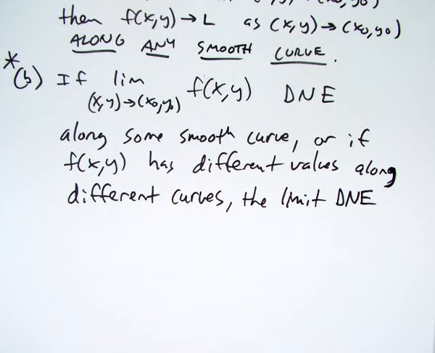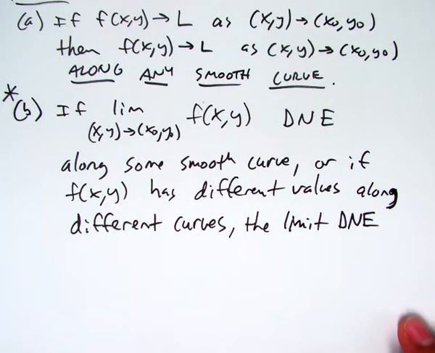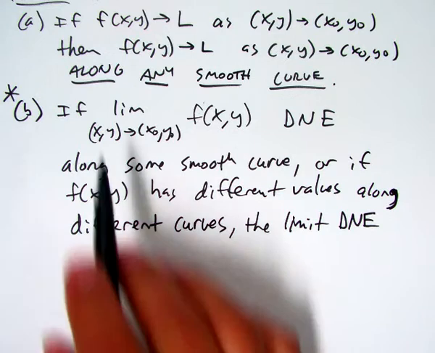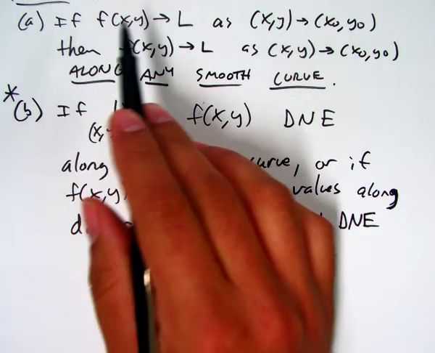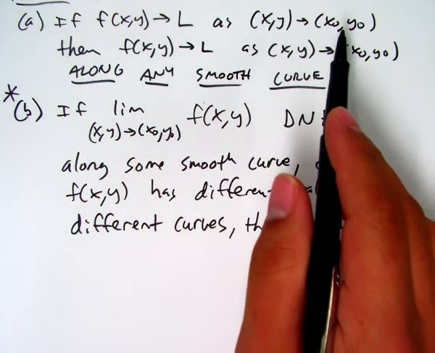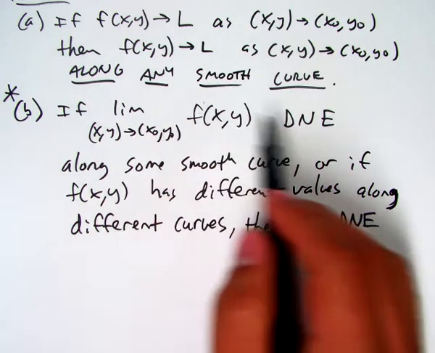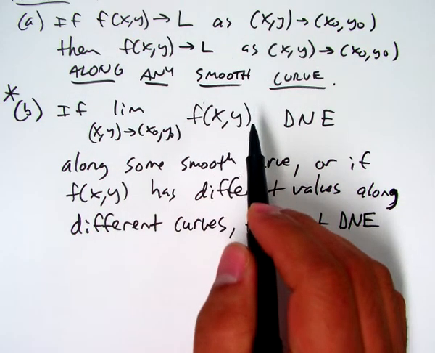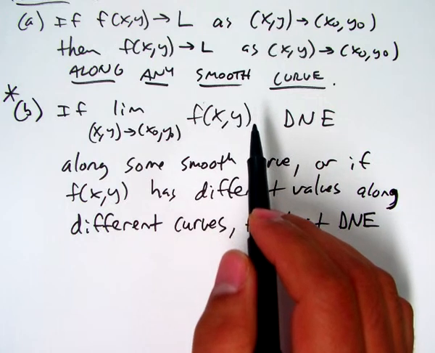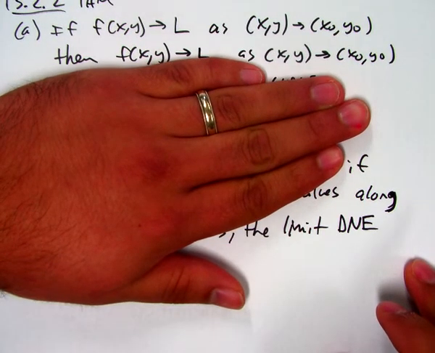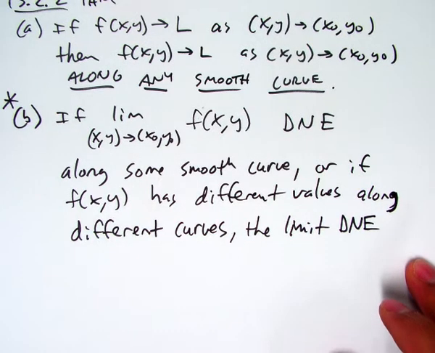Wait, for the top one for A, why did you write the same thing twice? Well, it's not the same thing. If f of x, y approaches L as x and y approach a certain point, then f of x, y should approach L no matter which direction we come from. That's what this is saying. It says exactly the same thing. Now it's a little different.